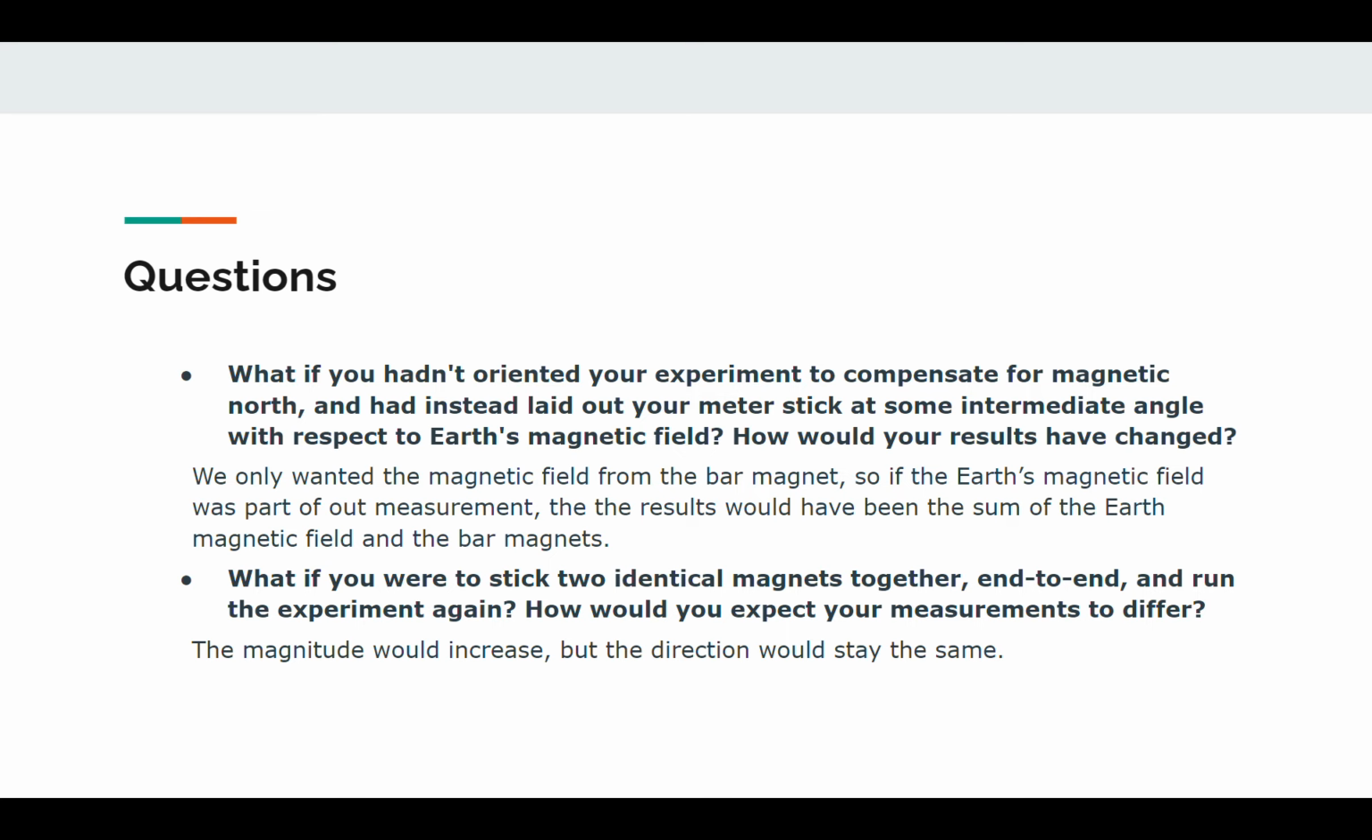And if we were to stick two identical magnets together end to end, it would increase the magnitude, but the direction would stay the same for all of our calculations.